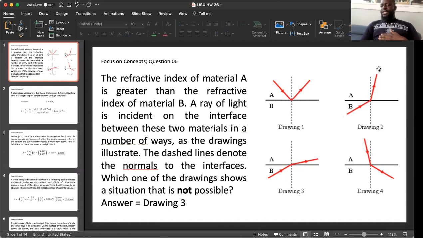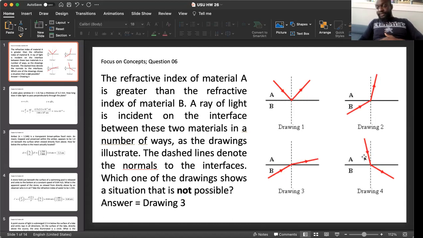So A has a larger refractive index than B. So the angle of incidence here is greater than the angle of reflection. That is possible. This is correct. For number 4, A is larger than B. So you see the angle of incidence here is smaller than the angle of refraction. You call it the angle of emergence, if you like, if it's coming from the other location.